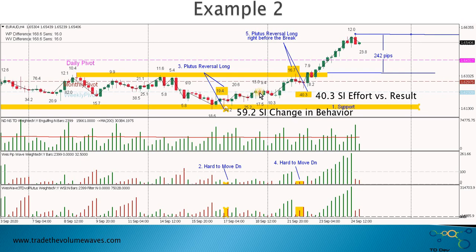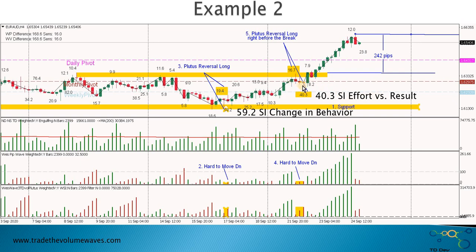Okay? Then we start going up. So what do we want to see on the break just before the exit? We want to see a pattern. Okay? And the pattern is a Plutus reversal long, right before the break. That's 16.7 with that 40.3. So this 40.3 is effort versus result.